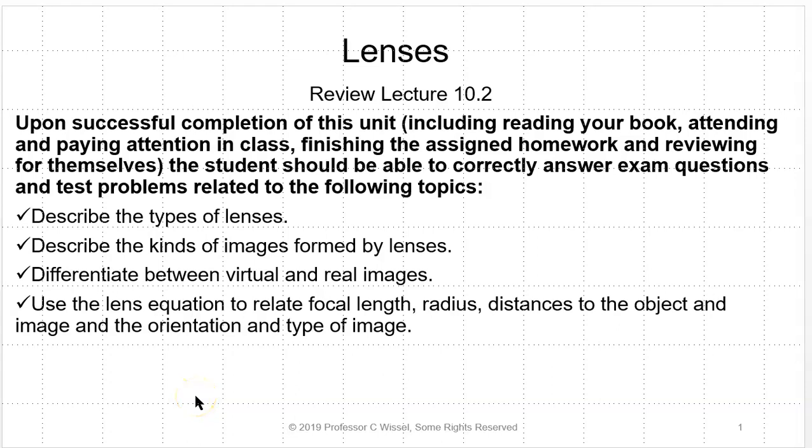Welcome to Chapter 23B. The topic is lenses. We're going to describe the types of lenses and the kinds of images that are formed by lenses. Of course, we've done this already. We talked about mirrors, virtual and real images. And we're going to use the lens equation, which, by the way, is pretty much the same as the mirror equation, to relate focal length, radius, distances to object and image, and orientation and type of image.